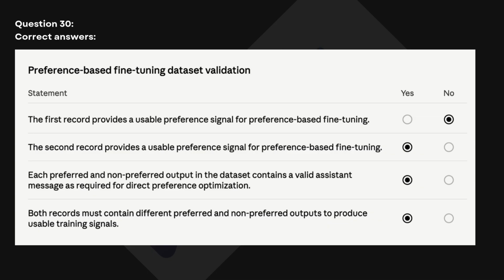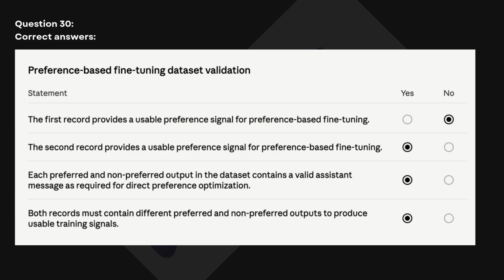Correct answers are: Statement 1. The first record provides a usable preference signal for preference-based fine-tuning. Correct answer: no. Statement 2. The second record provides a usable preference signal for preference-based fine-tuning. Correct answer: yes.